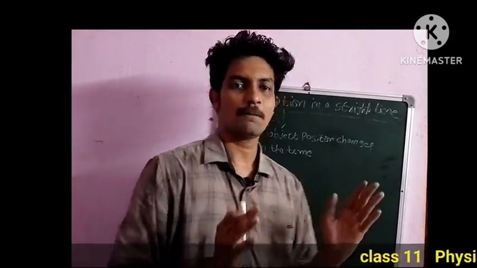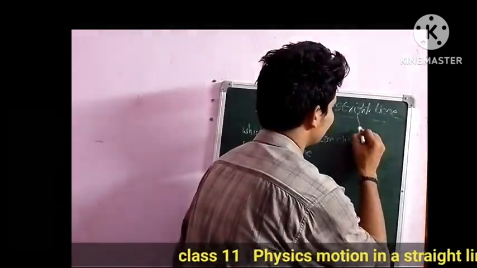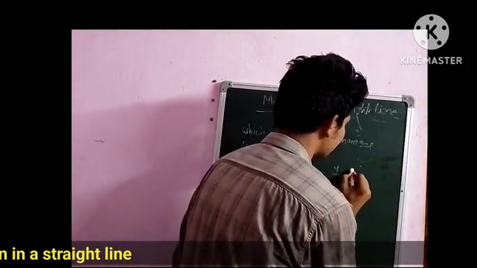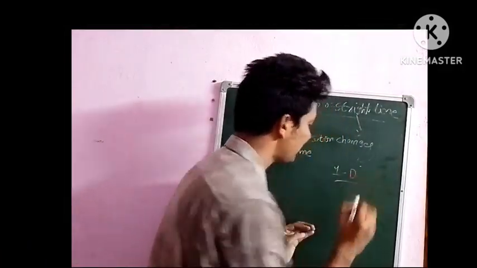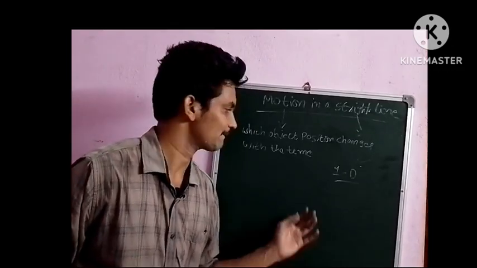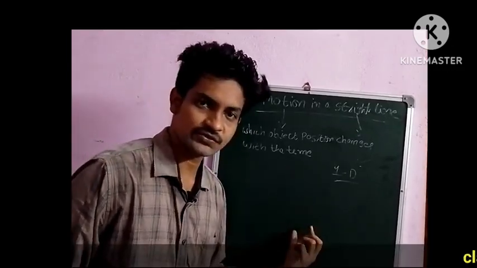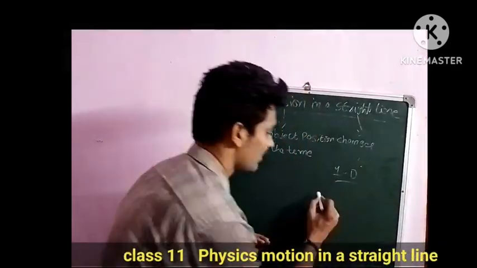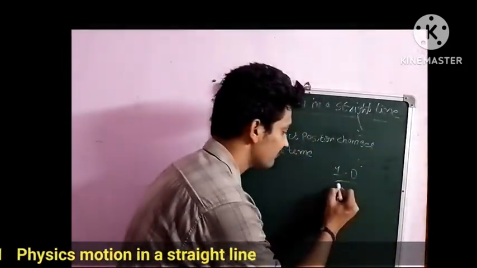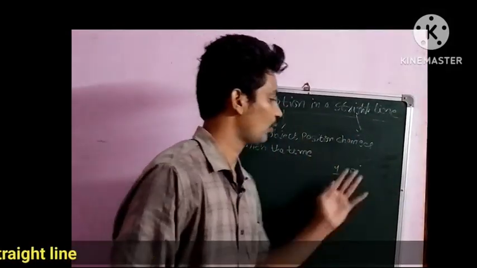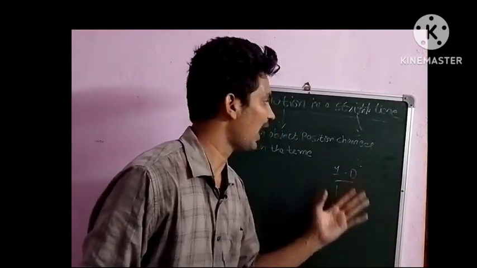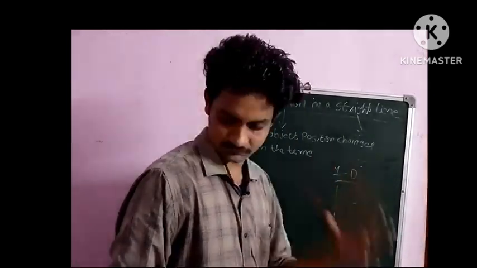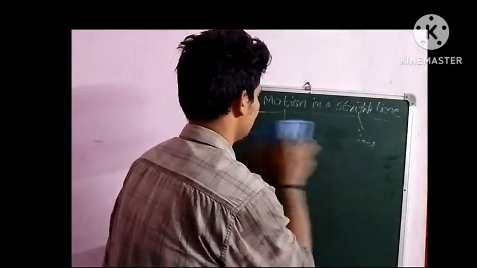And the term straight line. Straight line is nothing but one-dimensional motion. What is the meaning of one-dimensional, guys? The object moves either horizontally or vertically. That is called one-dimensional motion or rectilinear motion. These are the basics.